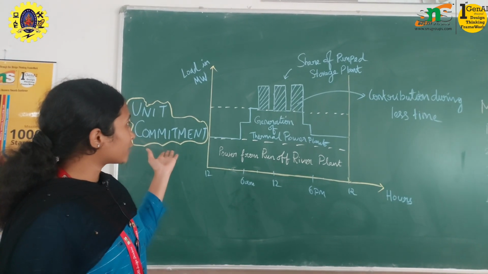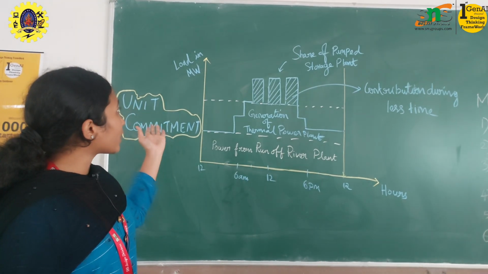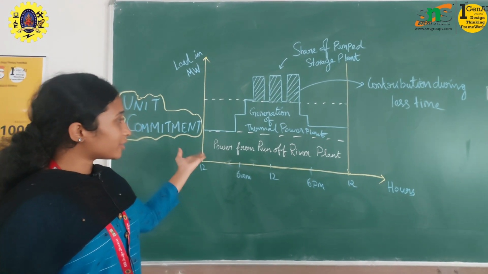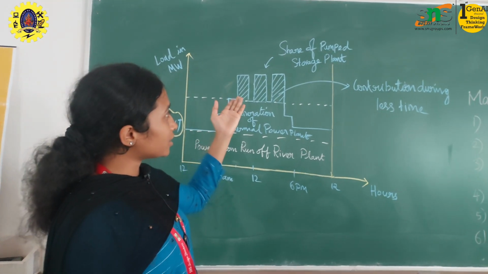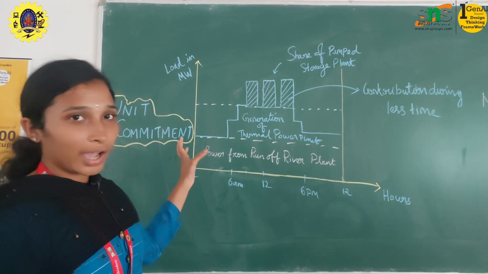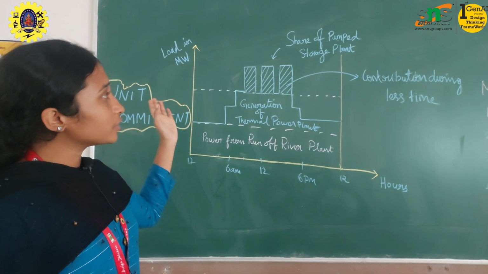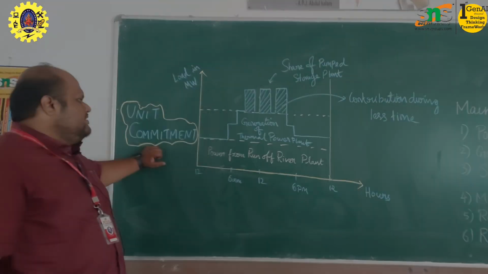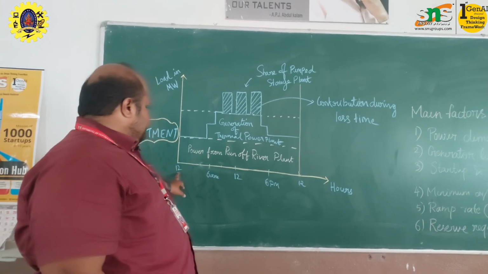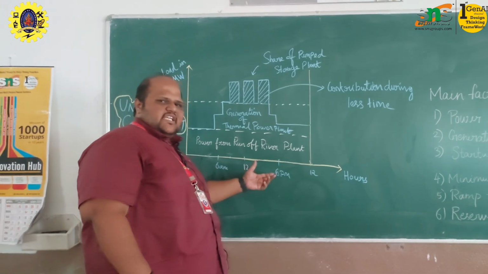Hello everyone, here is the graph of x-axis and y-axis. The x-axis shows the hours, the y-axis shows the load in megawatts. In the graph there is a river plant, a thermal plant and a pumped storage plant. River plant is low cost, thermal plant is medium cost, and pumped storage plant is the rarest. So guys, this unit commitment graph tells us which type of power plant to be used at which time. We have plotted the graph from 12 to 12 and again 12 to 12, morning hours and evening hours.